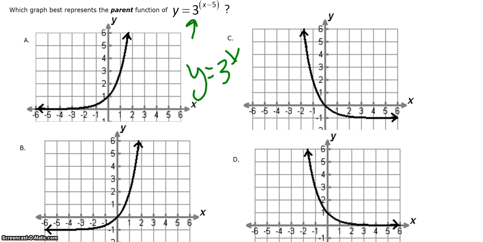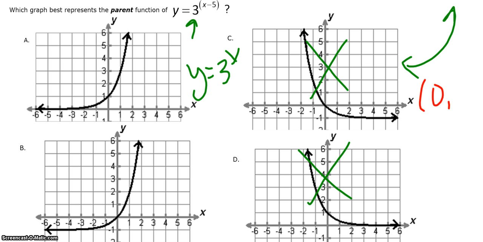Now, there are different characteristics that we know about the parent function. The first one is that the parent function has to look like this when it goes up. So by eliminating, C and D are out. Now, the next thing that we know is that the parent function has to go through the point (0, 1). Looking between B and A, B goes through (0, 0), and A goes through (0, 1). So that means A is our only correct choice.